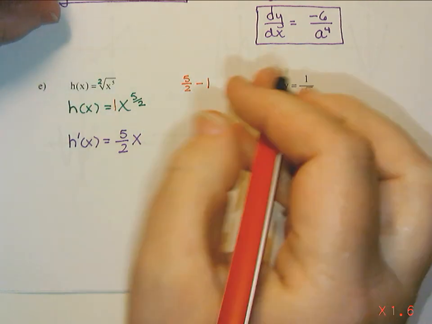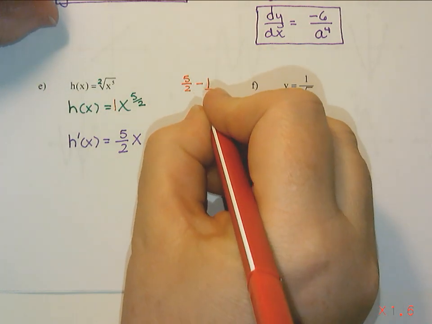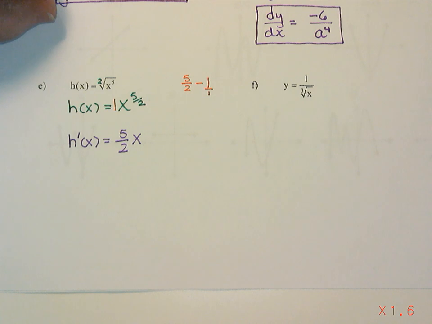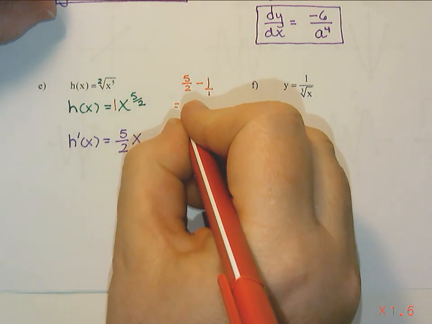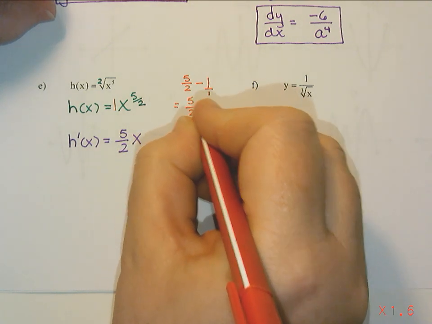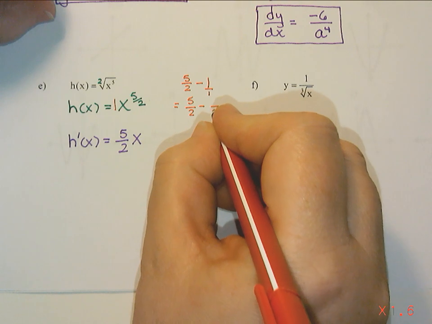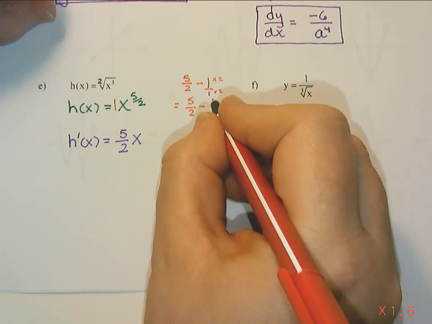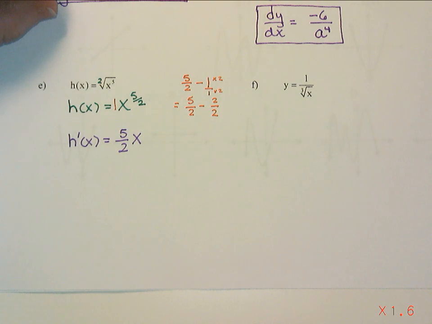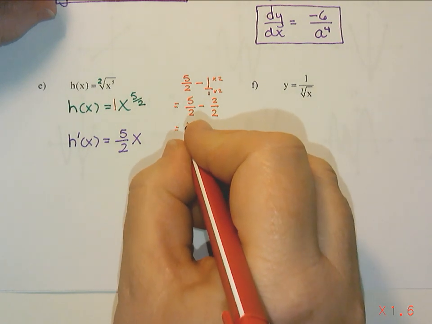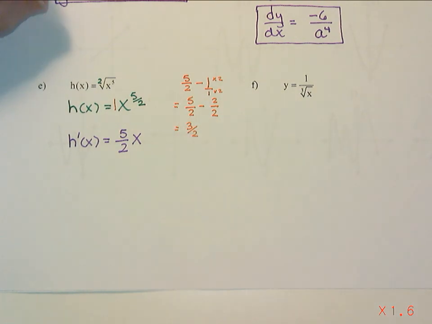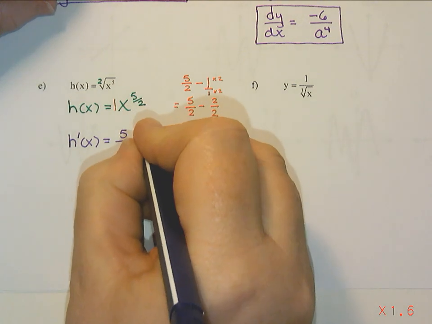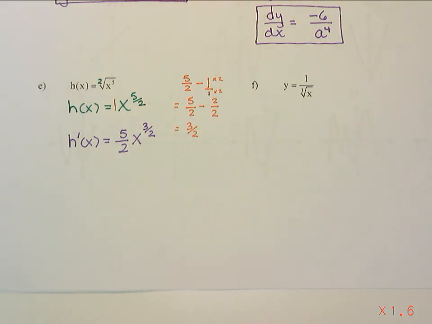You could use your calculator if your calculator does fractions for you. Otherwise, I'm going to do 5 over 2, take away 1. In order to subtract, I need a common denominator. That 1 is currently over 1. So this is going to be 5 over 2, take away. A good common denominator would be a 2. So I would have to multiply the top and bottom by 2, and I would get 2 over 2. So 5 over 2, take away 2 over 2 is 3 over 2. So my exponent here would be 3 over 2.